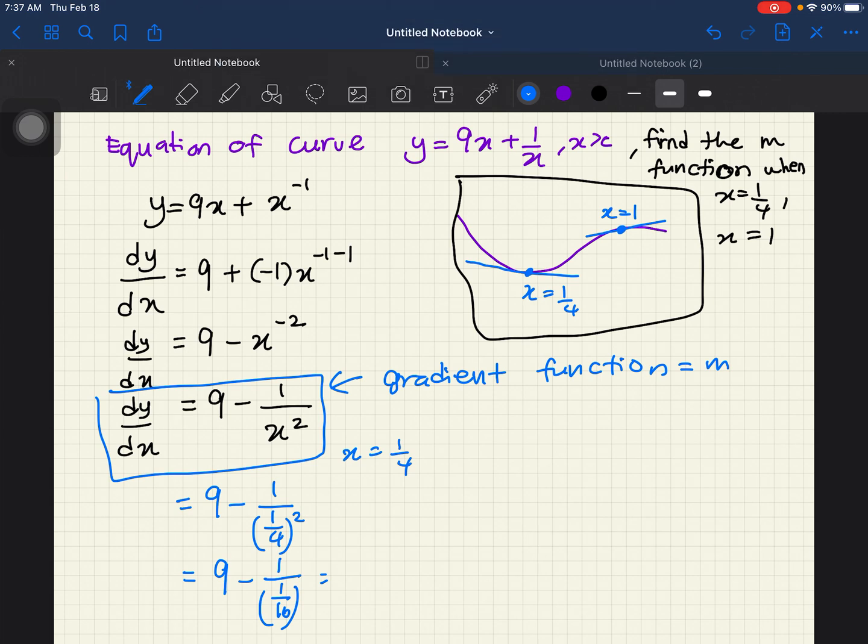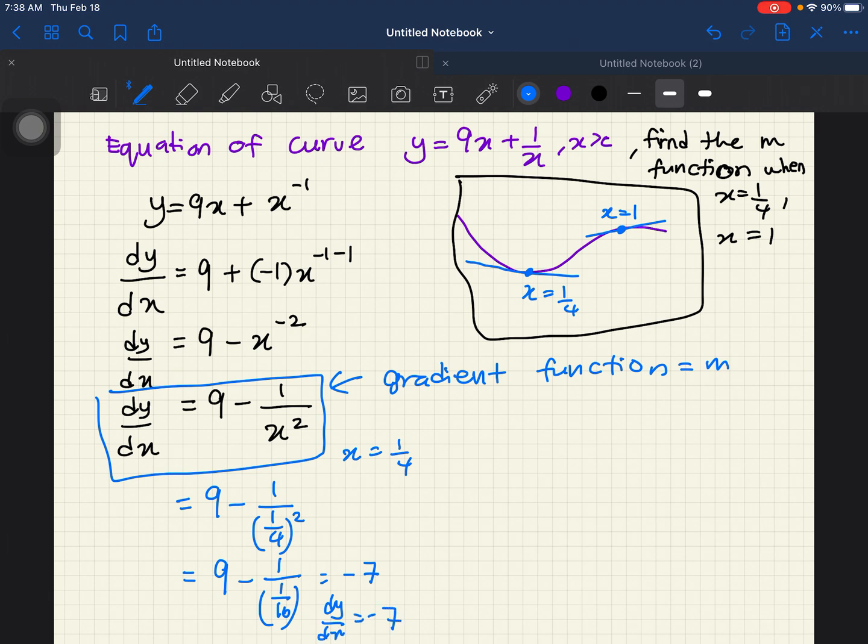Okay, sebenarnya I tak bawa kalkulator I, jadi ambil masa kejap kira. Okey, 9 tolak 16 sama dengan negatif 7. Okey, so kita dapatlah bila x sama dengan 1 per 4, gradient function dia adalah sama dengan negatif 7. So dy over dx kita sama dengan negatif 7.